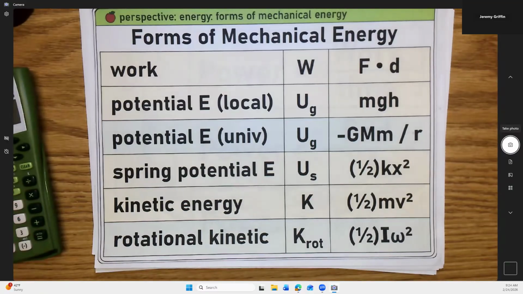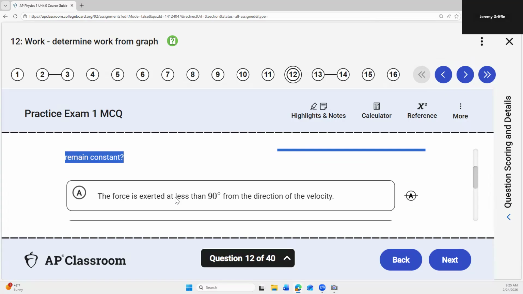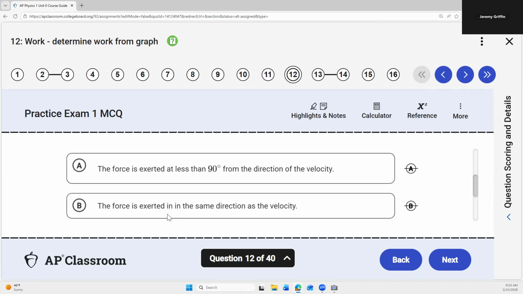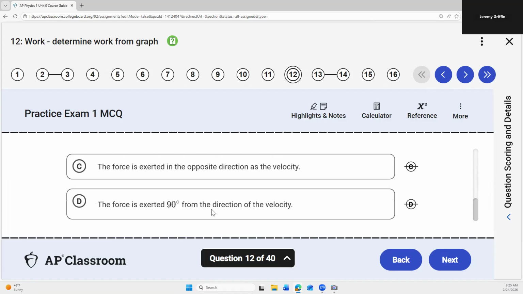Now, this one, let me see a show of hands. What do you guys think? I'm going to scroll down to their choices here. Option A, the force is exerted at less than 90 degrees from the direction of velocity. Here, I'll read them all first. Option B, the force is exerted in the same direction as the velocity. C, the force is exerted in the opposite direction of the velocity. Or D, the force is exerted at 90 degrees to the velocity.